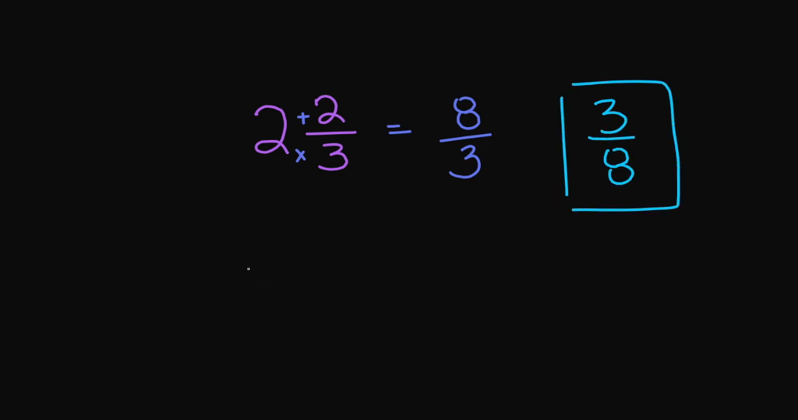So to check our work, if you do 8 over 3 times 3 over 8, 8 times 3 in my numerator is going to be 24. And then my denominator, 3 times 8, this is also going to be 24. So 24 divided by 24 equals 1. So we know 3 over 8 is the correct answer.